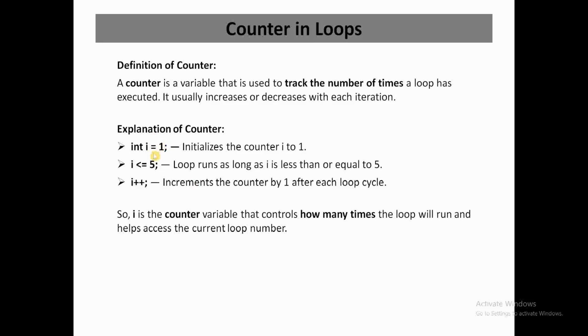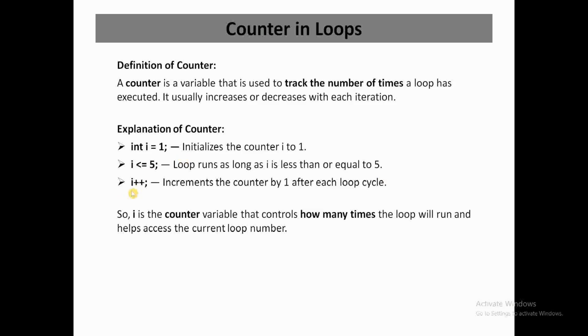First, we have to initialize some specific value for the loop. It is the starting point of the loop. We set some value like int i = 1. It initializes the counter i to 1, meaning the loop starts from 1. Next, we have to set the condition for how many times the loop will iterate. Here we set i <= 5. The loop runs as long as i is less than or equal to 5. After that, it will exit the loop.